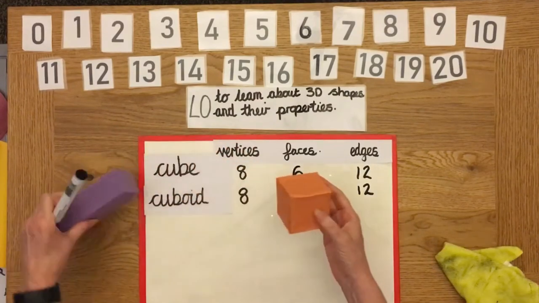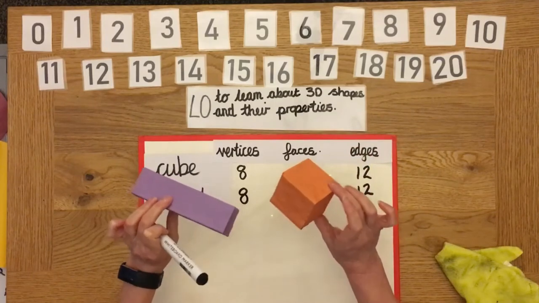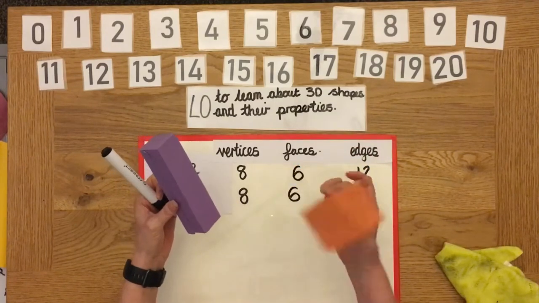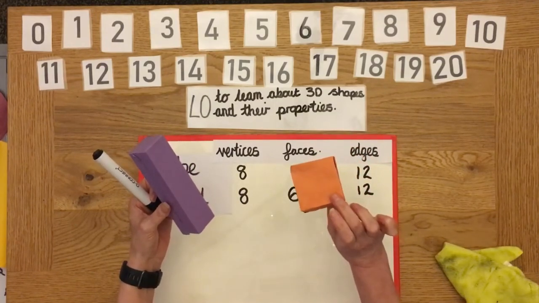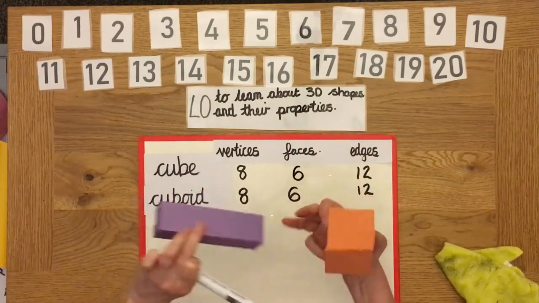But they look different, don't they? What's different about these 2 shapes? Yeah, fantastic. This one is just made of squares. And this one only has 2 squares, but mostly rectangles, doesn't it?